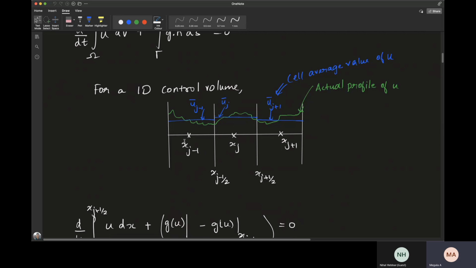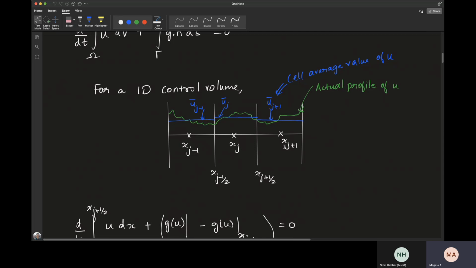The actual profile of U in the physical domain will be continuous, so it will be defined at each and every point. That is this green curve, the actual profile of U. How will you store the value of U in the finite volume method? You actually store only at the cell centers. Only at these points, xj minus 1, xj and xj plus 1, you will have some value for U.